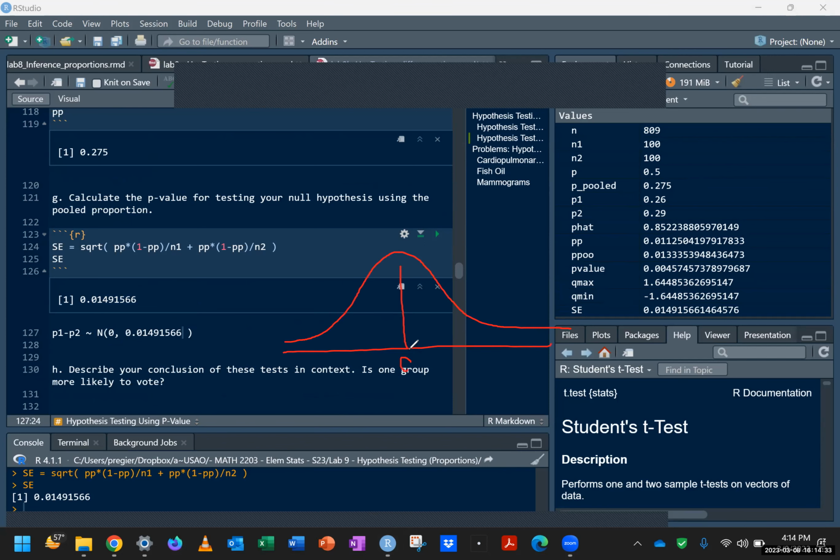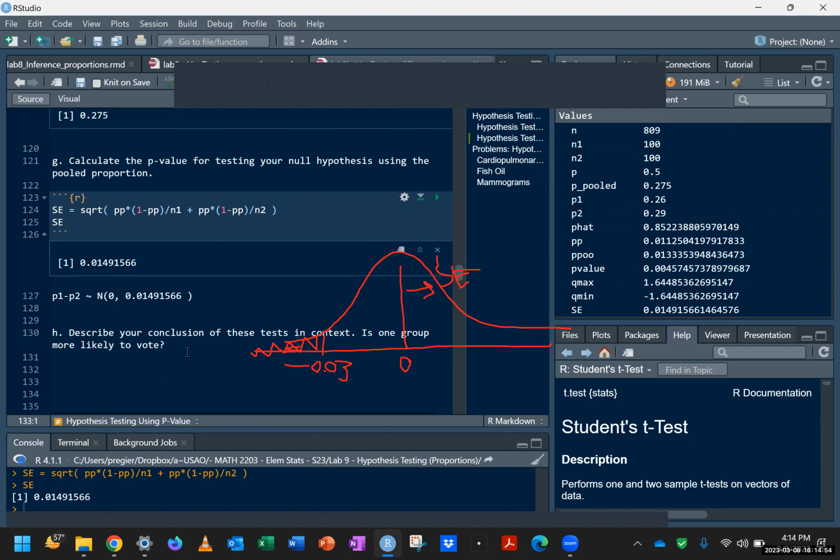0 is the center of it. We got our SE, the standard deviation of our sampling distribution. And we observe something like negative 0.03. What's the chance of observing this or something more extreme? Here we go, let's find that area. So to find that area, try to do it on your own. It's a lower tail, so pnorm will be sufficient.